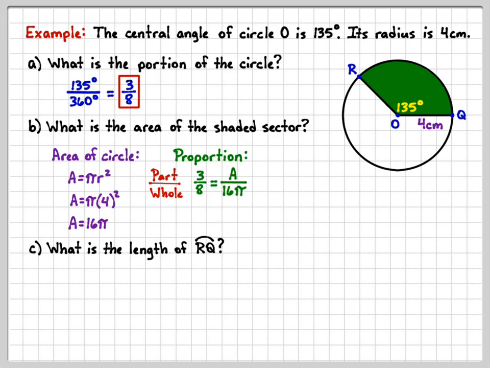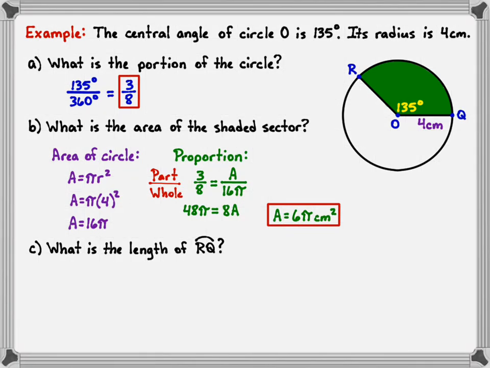From here, we're just going to cross multiply, so we get 3 times 16 pi, which is 48 pi, and then 8 times a is 8a, and we'll divide by 8, and we end up with 6 pi. Remember, the units on this are going to be centimeters squared. And then if you multiply 6 times 3.14, you would put it in decimal form.